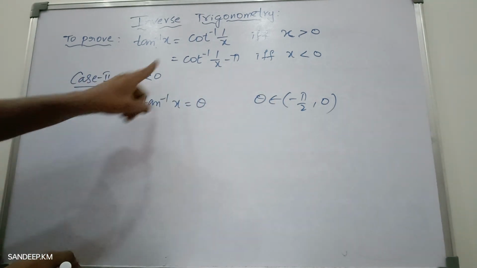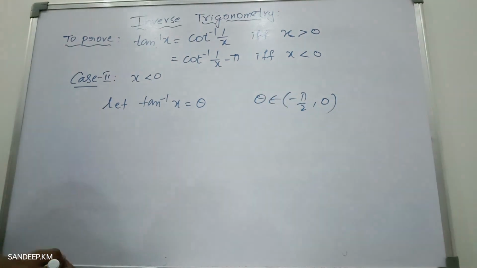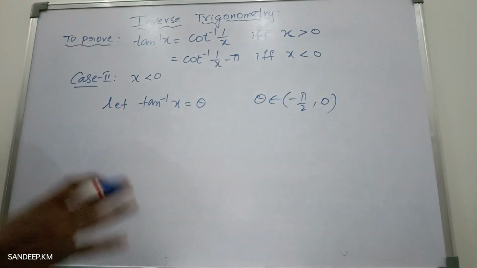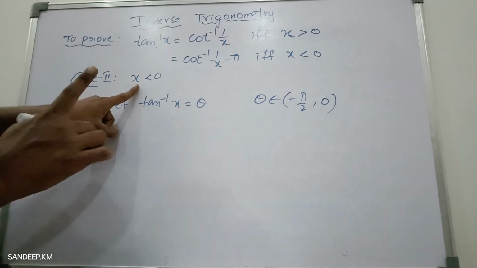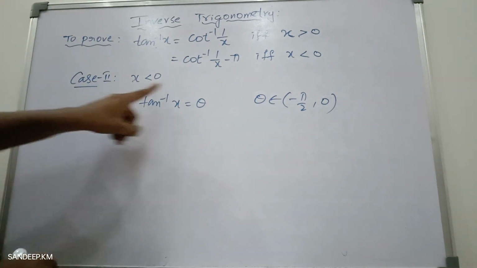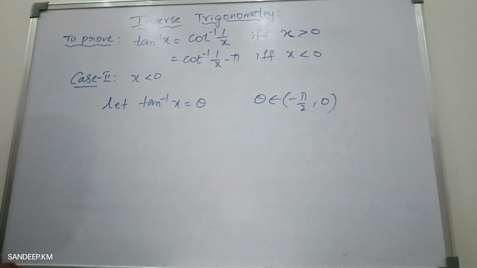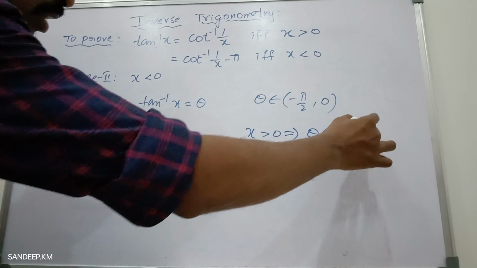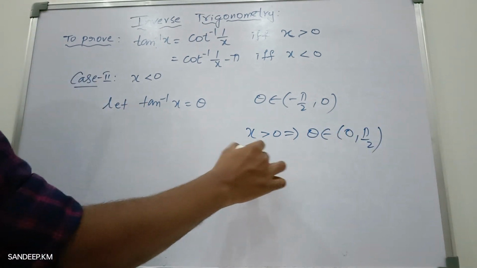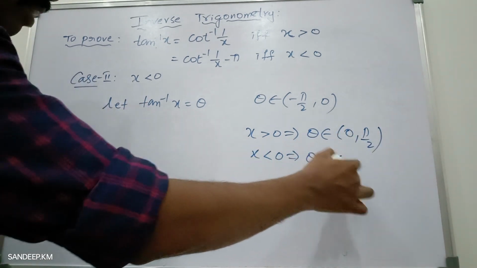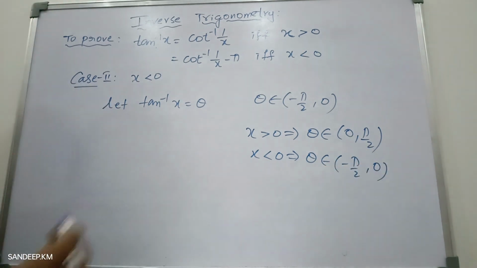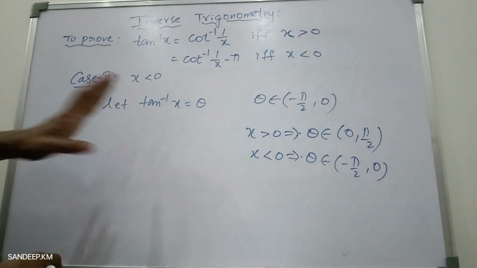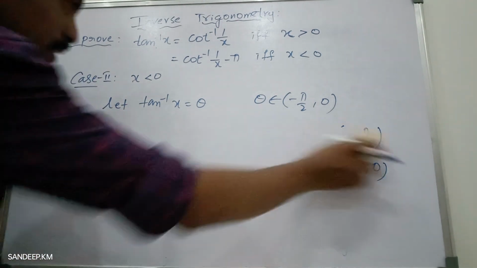If x is positive, I have taken theta between 0 and 90. If x is negative, I have taken theta between minus 90 and 0. So keep this in mind: if x is positive, I have taken a first quadrant angle, and if x is negative, I have taken a fourth quadrant angle. This comes from the range of tan inverse x.